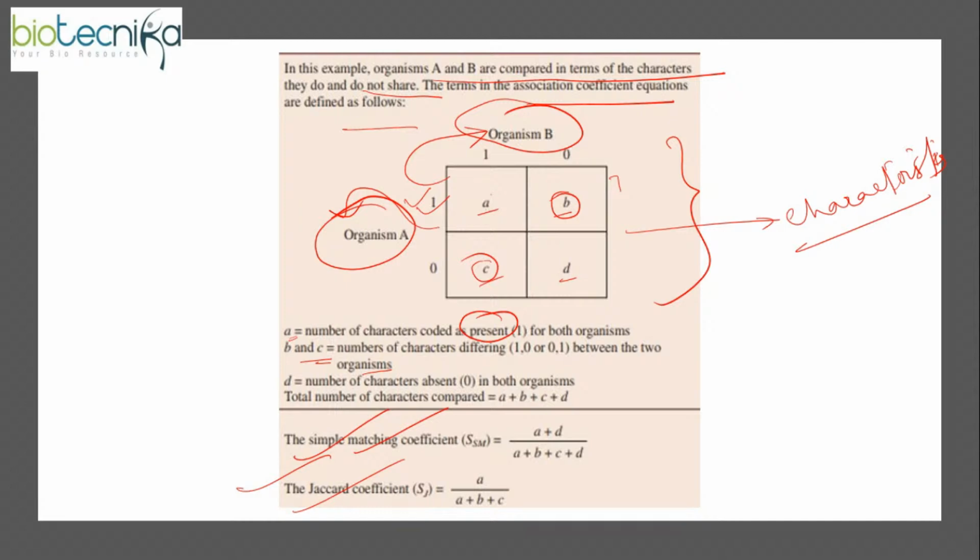Now D, number of characters absent totally. Now we are taking on 0. That means D is totally absent in organism A also. Clear? So now what we have to make out of this? It's called a simple matching coefficient and Jaccard coefficient.